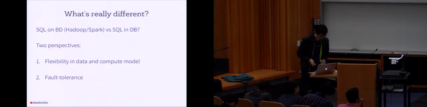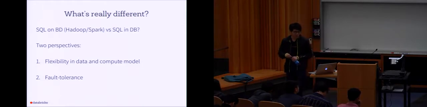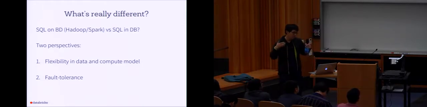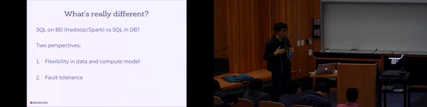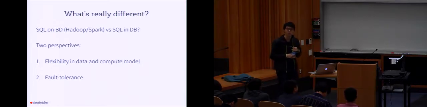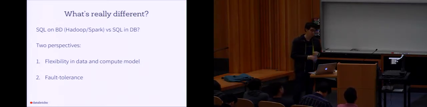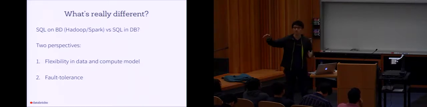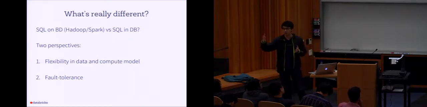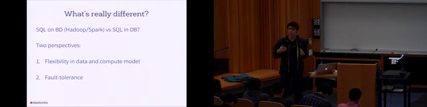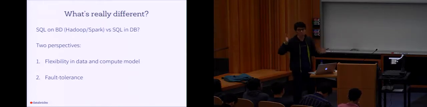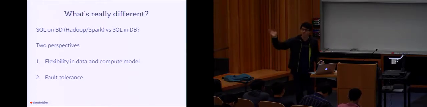So then the question is, SQL on this big data stack versus SQL in databases, like parallel database systems. What's really different? Over the past 10 years there's been a huge comeback of SQL, and as I told you, most MapReduce jobs are generated by SQL. All our customers run SQL. So how is this different? What really happened in the last 10 or 12 years?